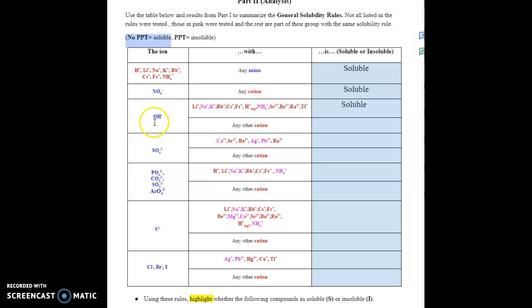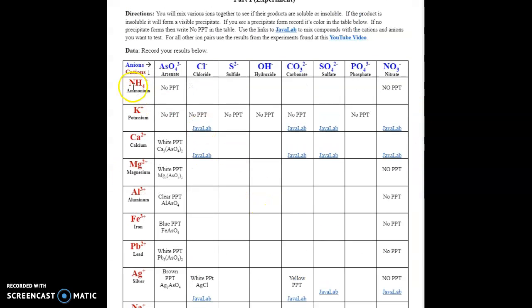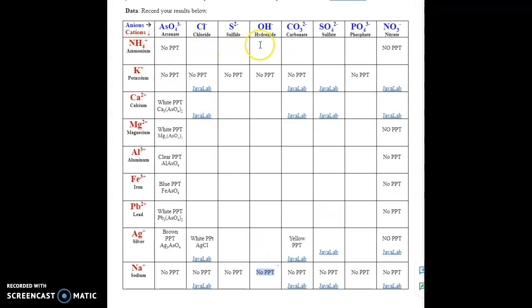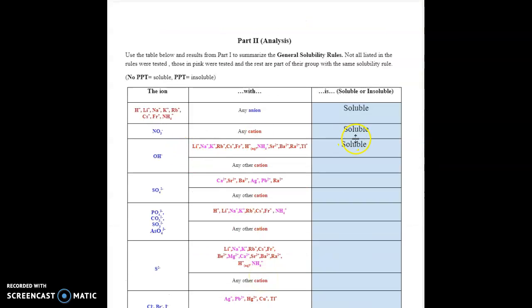For hydroxide here, OH minus. For potassium, sodium, and ammonium, let's go check those out. So if we scroll up, for hydroxide, for potassium, no PPT. Sodium, no precipitate either. And then ammonia was clear for all of them, so it'd be no precipitate for all of them. So hydroxide, for those 3 cations, is going to be soluble.